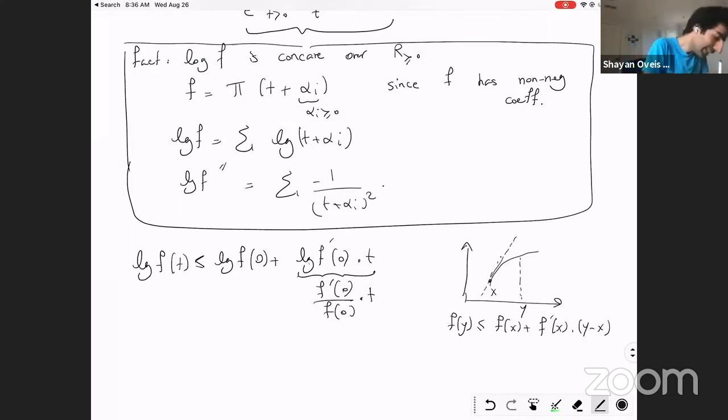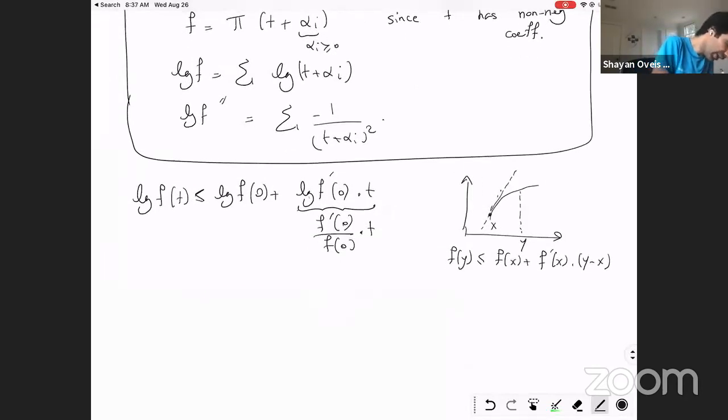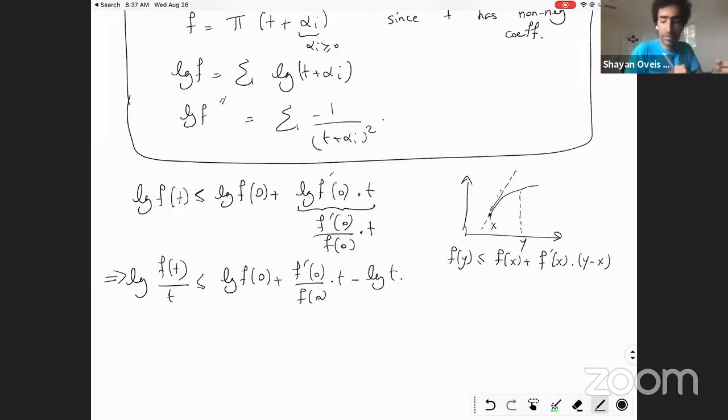Now, one last thing is that I'm interested in f(t) over t. So let's just look at that object. If I look at log of f(t) over t, it's less than or equal to log of f(0) plus f'(0) over f(0) times t, minus log of t. Basically, I'm subtracting log of t from both sides of this inequality. So I have this. Now I know that this must hold for every t, every non-negative real number t.